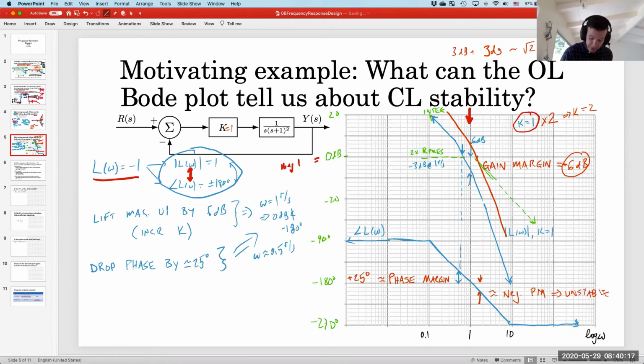Likewise, if we look at the 180-degree crossing, which actually hasn't changed, now we see that the gain margin is also negative. So this represents a negative gain margin. This would tell us that the gain margin is negative 6 dBs. Therefore, we can increase the gain by negative 6 dBs before becoming marginally stable, which means we have to reduce the gain by a factor of 2 to become marginally stable.